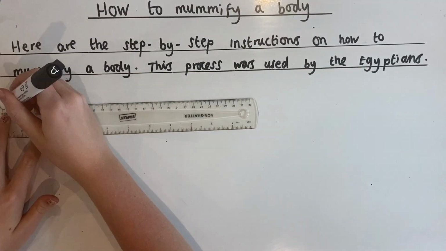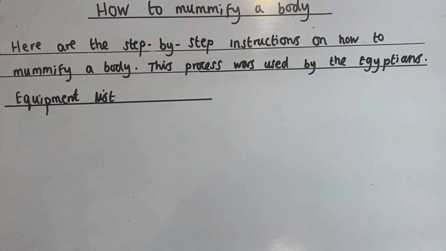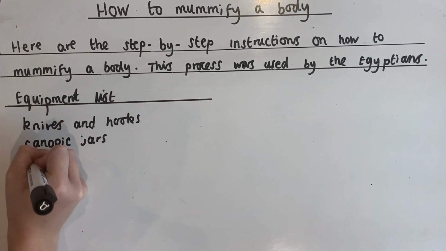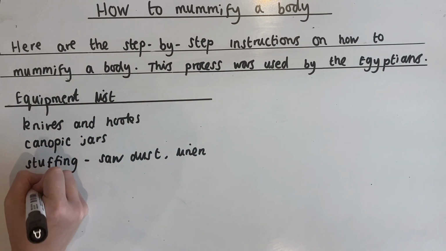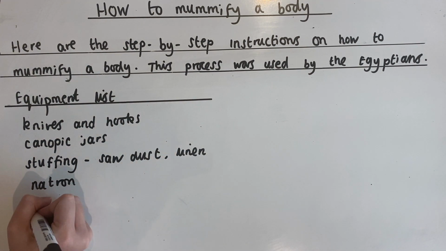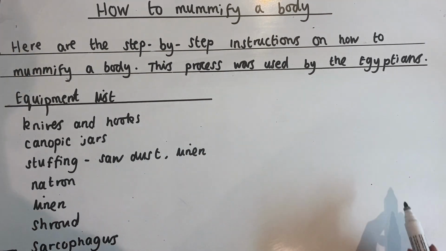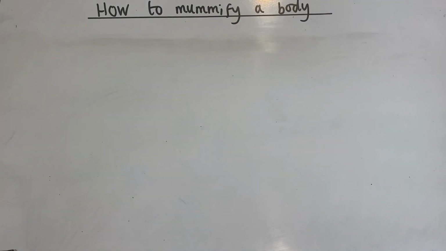Now for the equipment list. So everything we are going to need when mummifying a body. Knives and hooks, canopic jars, stuffing, so sawdust and linen, natron, which is a type of salt, linen, a shroud, which is some sort of cloth, and lastly, a sarcophagus, of course.